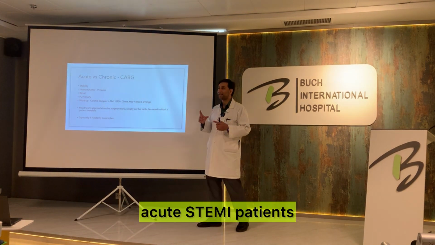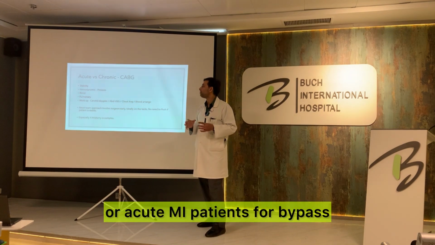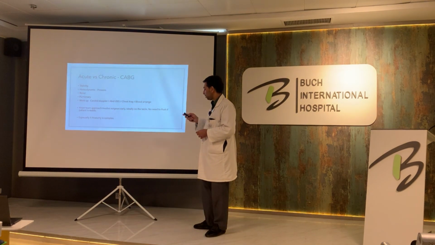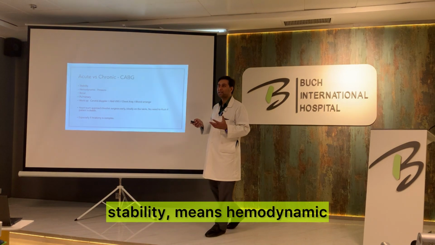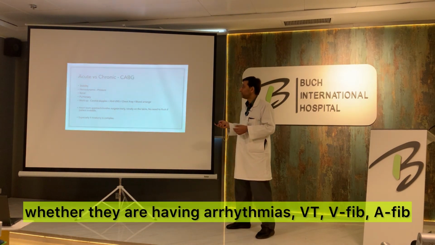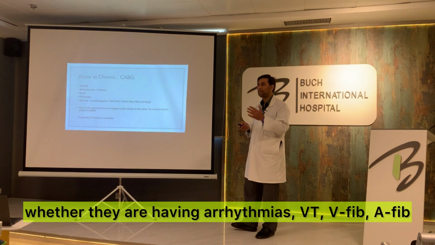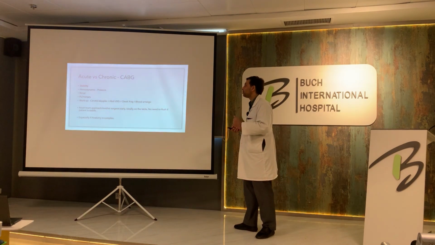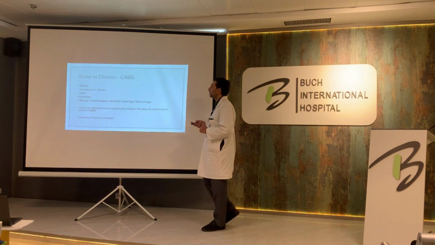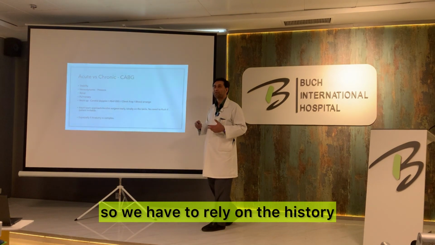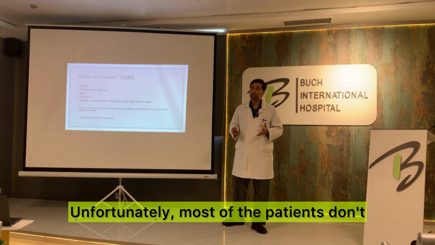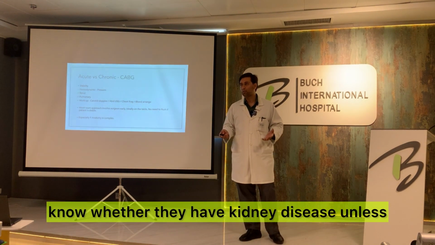They might come a little bit late, but the surgeons are never comfortable taking acute STEMI patients or acute MI patients for bypass. So most of the time, we have to see their stability. It means hemodynamics, whether they need pressors, whether they are having arrhythmias, VT, VFib, AFib. So we have to stabilize all that. Most of the time, we don't have time to do blood tests to see what their renal function is, so we have to rely on the history.